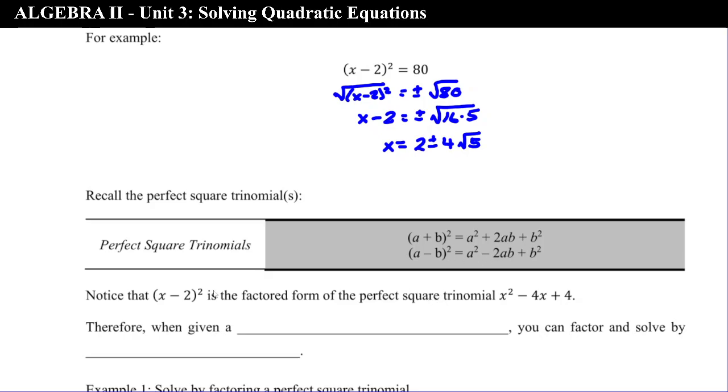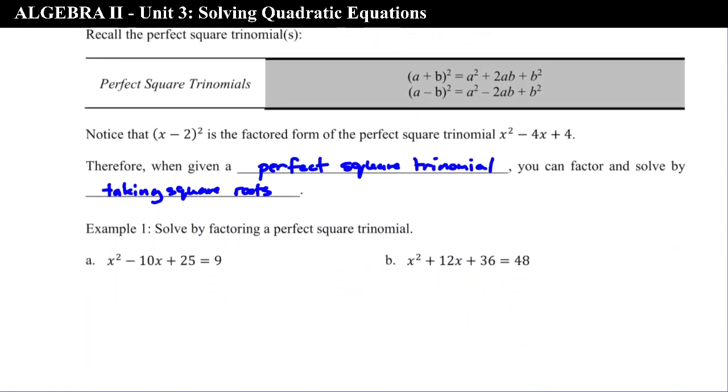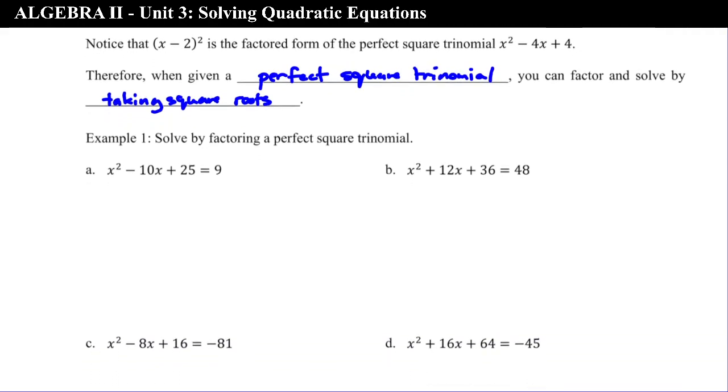So, from this, we find that when we are given a perfect square trinomial, then we can factor and solve by taking square roots, which is what we learned in the last section. So, let's do a few examples involving this.